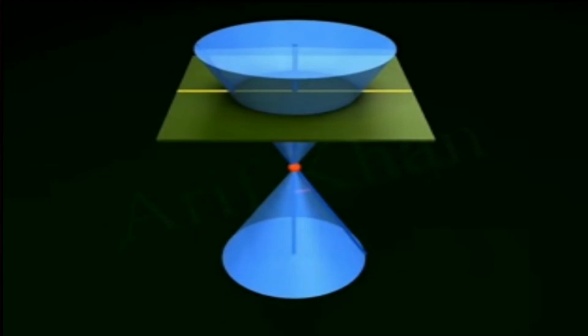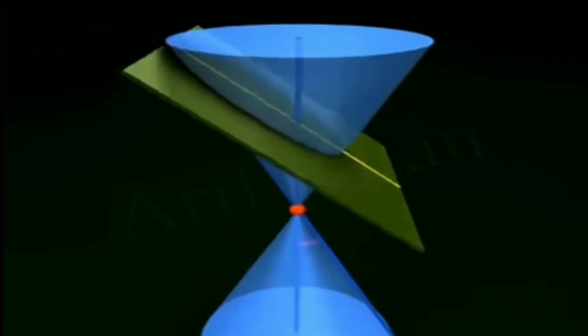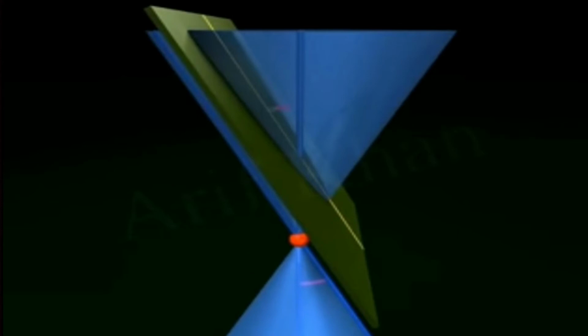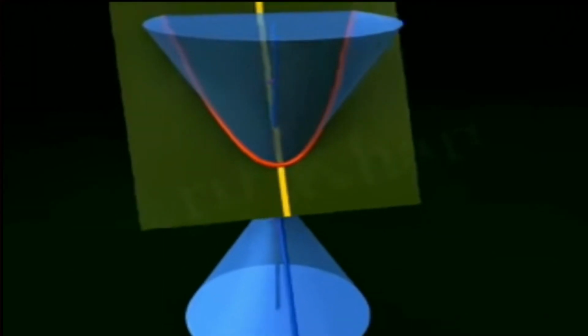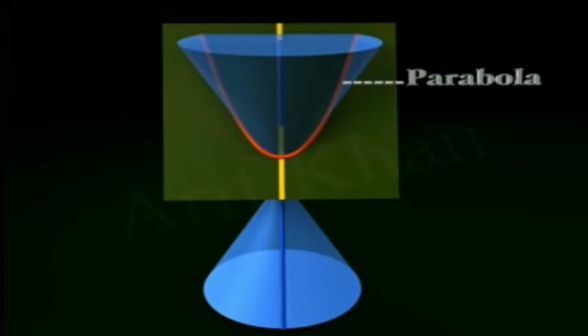Parabola. When the angle made by the plane with the vertical axis is exactly equal to the vertex angle, A equal to B, we get an open curve known as a parabola at the intersecting surface of the cone.